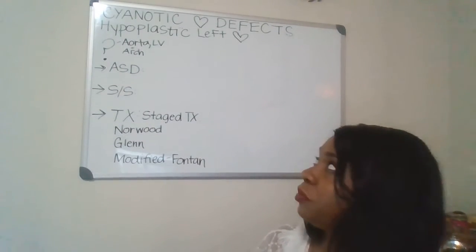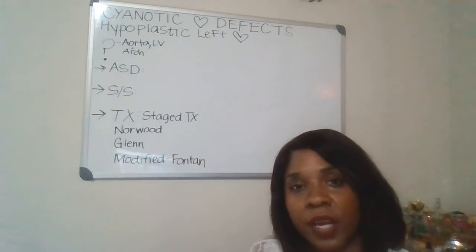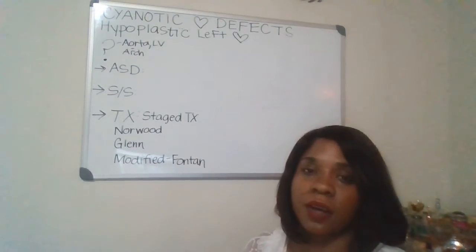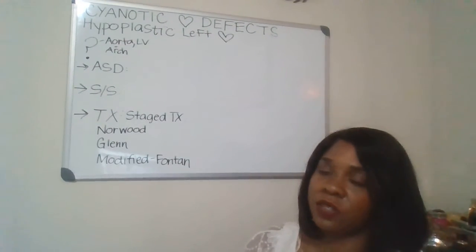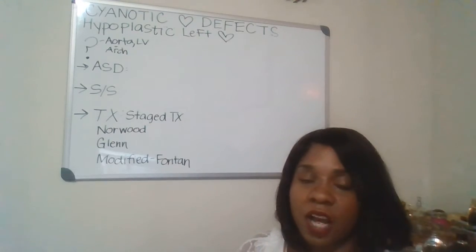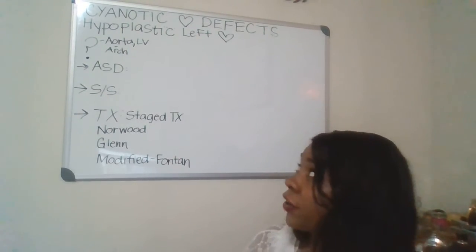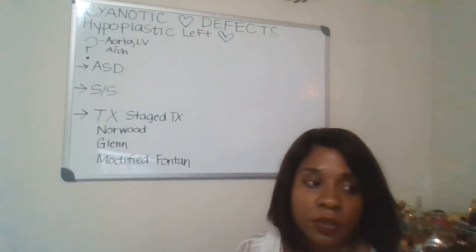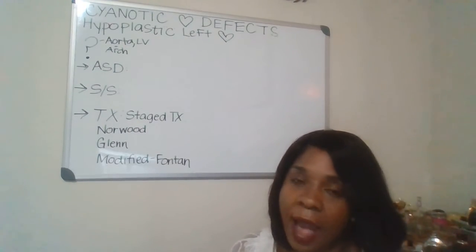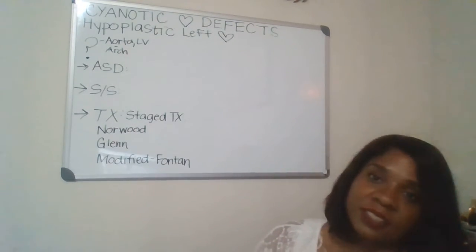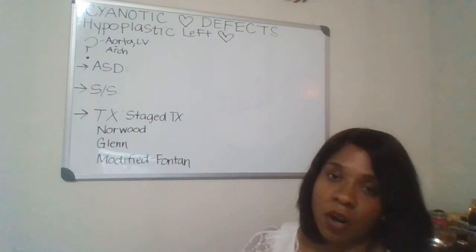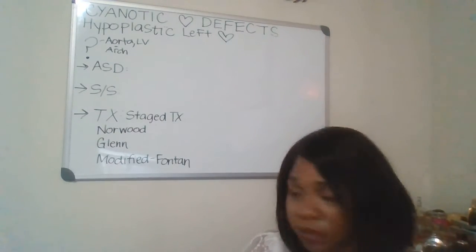Hey everybody, I had to erase my board and start over again. Okay, so in this little segment of this video, I'm going to talk real quick about the last cyanotic heart defect. It's called hypoplastic left heart. Hypo means under, plastic means developed, left-sided heart. Okay, so what's going on?